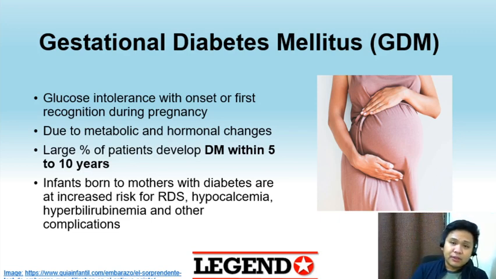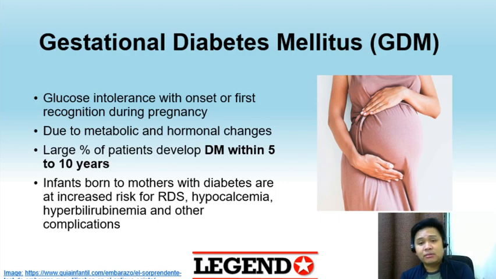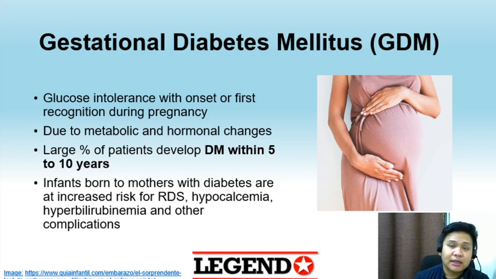Now, GDM is usually due to metabolic and hormonal changes seen in pregnancy. A large percent of patients develop diabetes within 5 to 10 years. That is why if a mother develops GDM, the mother has to be careful, because there is an increased risk to develop another type of diabetes mellitus within 5 to 10 years.